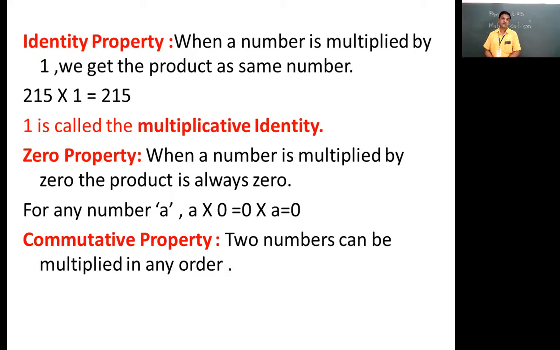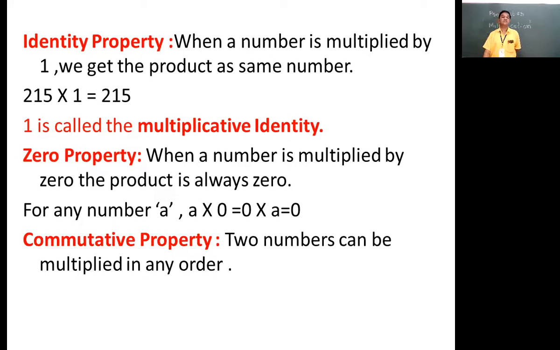The next important property is the commutative property. What does it state? When we multiply two numbers, we can change their order. What is meant by commutation? Commutation means changing the places. So if there is a number at the first place and we multiply it with a number in the second place, then the product will remain unchanged even if we change the position of the numbers.